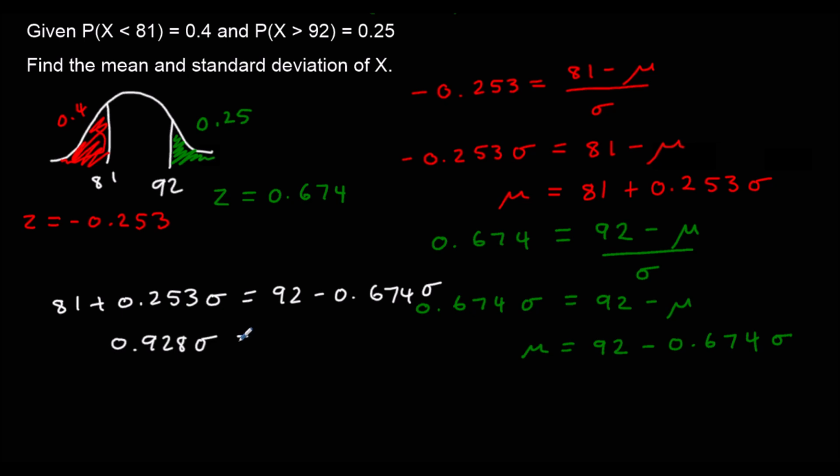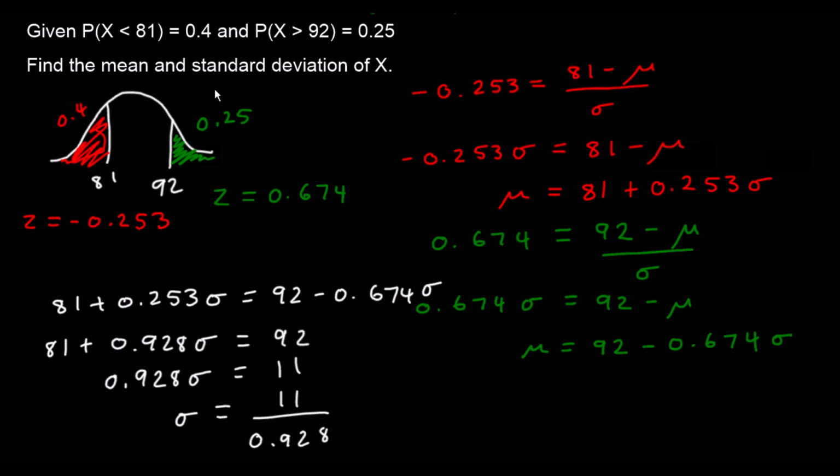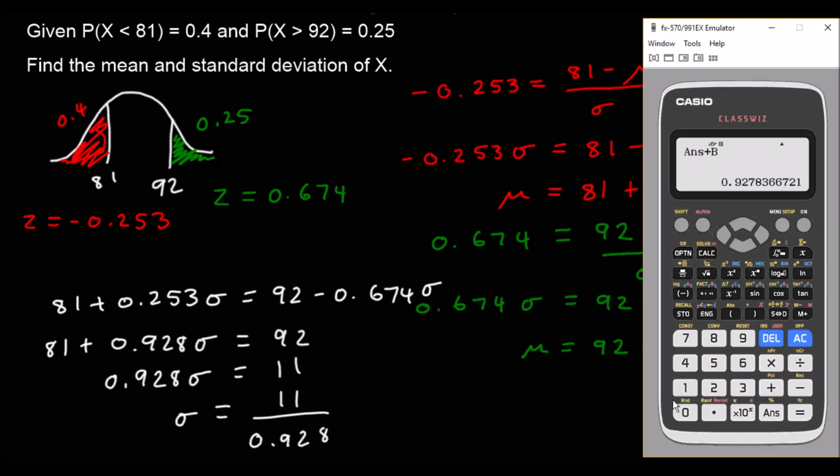So I've got 0.928 standard deviation, and I've got 81 plus that equals 92. So I'm going to take away 81 from both sides, which will be 11. 92 minus 81 is 11. And then to get the standard deviation, I'm going to do 11 over 0.928. So 11 over answer, and that gives me 11.9 to three significant figures.